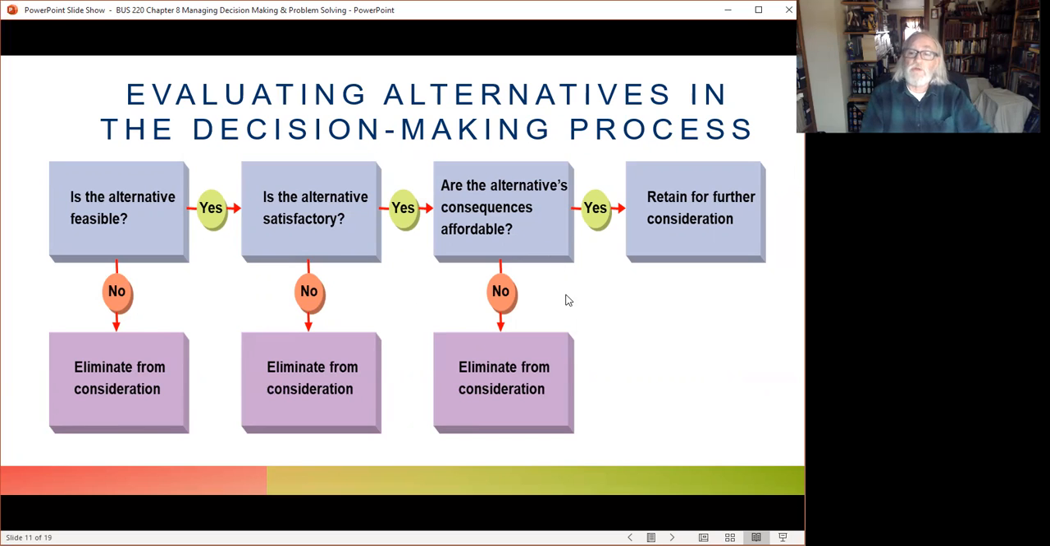Can we afford to do it? We might be able to do it. It might pass these tests. It's feasible. We could do it. And we'd be happy if we did it. But could we afford it or not? Well, that becomes a decision that you really have to look at quite explicitly, with all the costs, not just the financial costs. And then if it's yes on all of those things, of course, then probably we should choose that particular course of action.